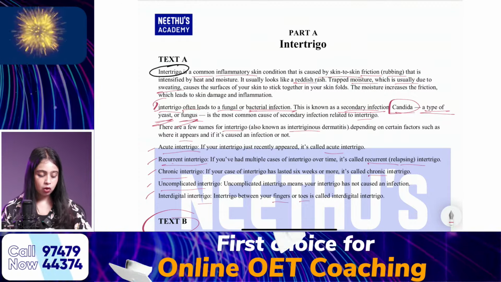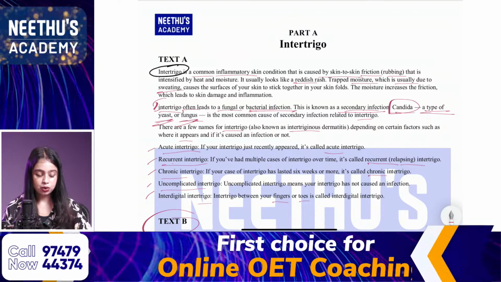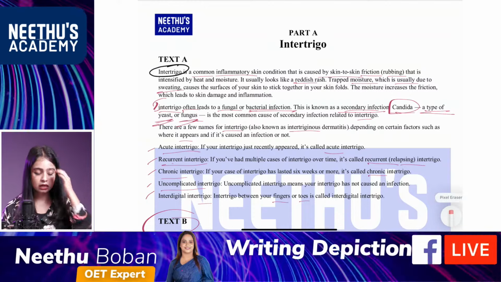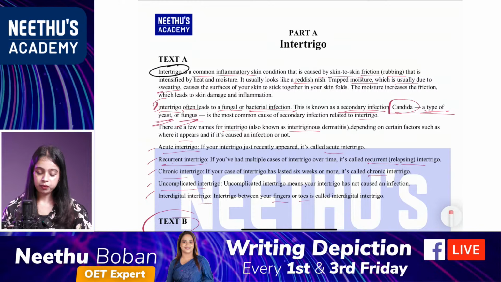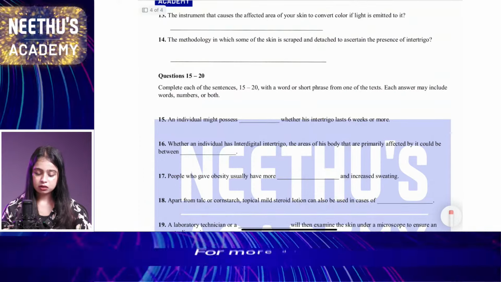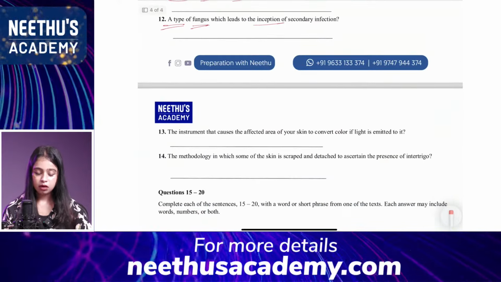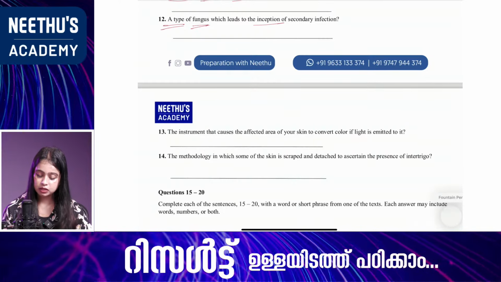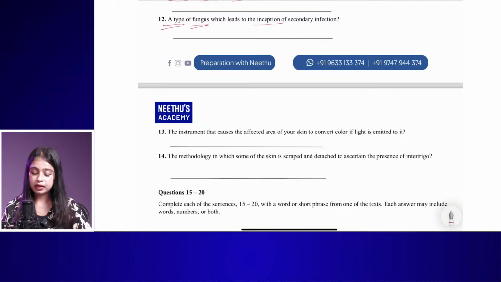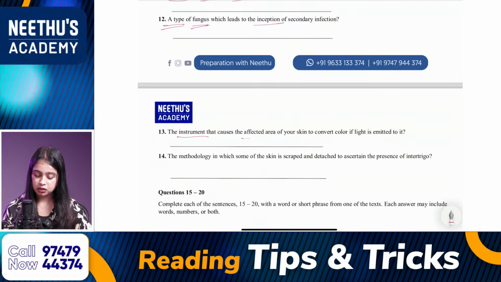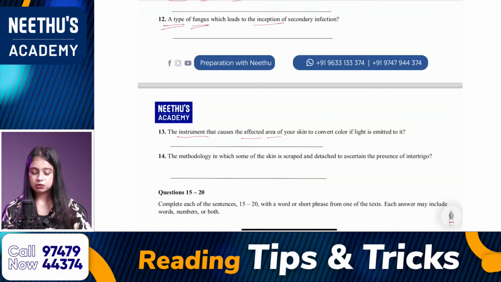Yes. Okay, Akku, yes, Candida. Yes, Reba. Okay, Libby, Shiny, it's the correct answer. Okay, Jinsi, it's Candida. And that's from text A. Very good. Then 13th one: the instrument that causes the affected area of your skin to change color if light is emitted to it. Okay, so instrument, then affected area. So, these are my keywords. So, what instrument?